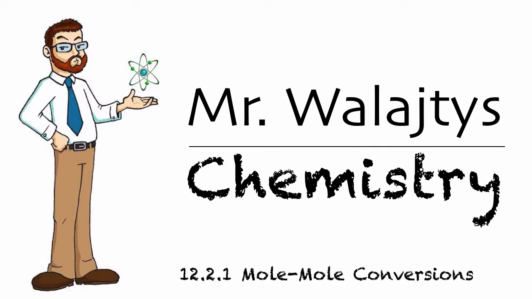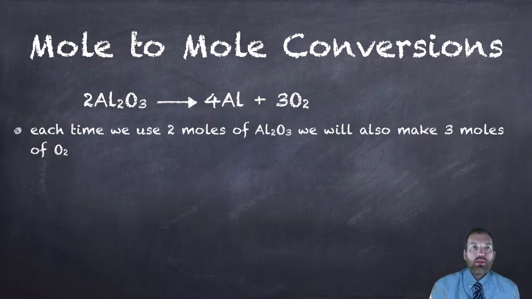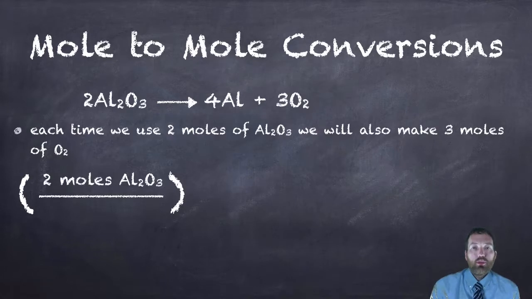In this video, we're going to talk about mole-to-mole stoichiometric conversions. So in this equation here, two Al2O3s decomposing to make 4 aluminums and 3 oxygens. Another way to say this is each time we use 2 moles of aluminum oxide, we're going to make 3 moles of oxygen. So you can show this in a bracket in one of two ways.